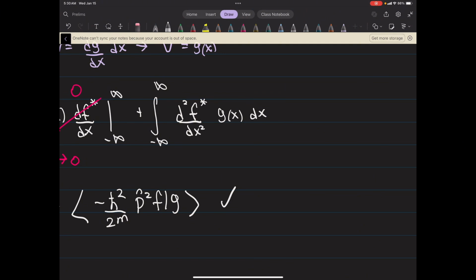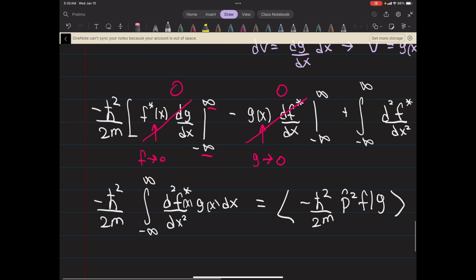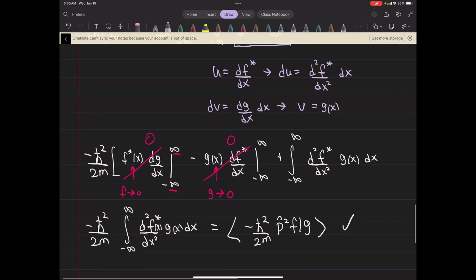So hopefully that makes sense on how we approach this problem.